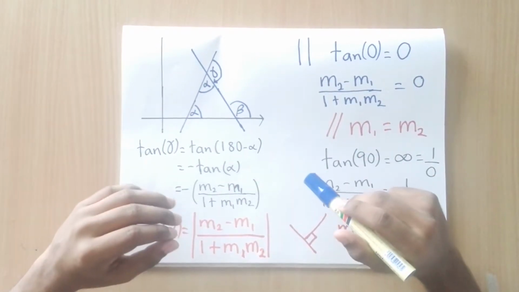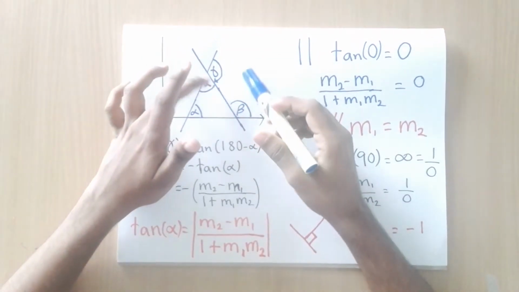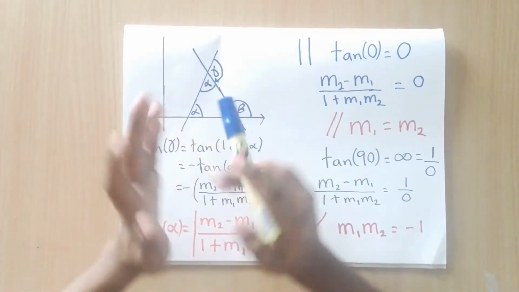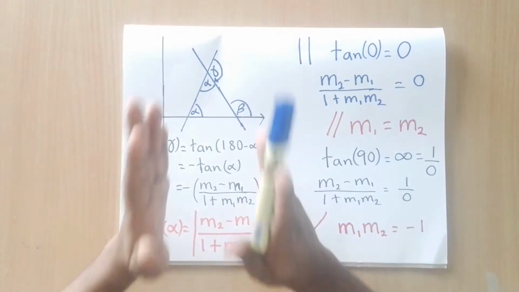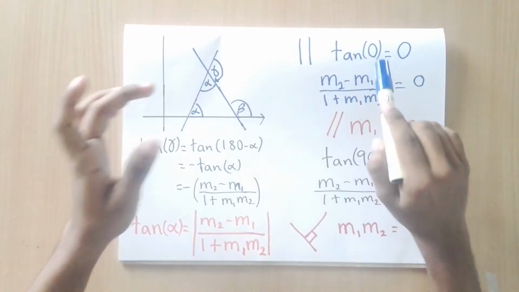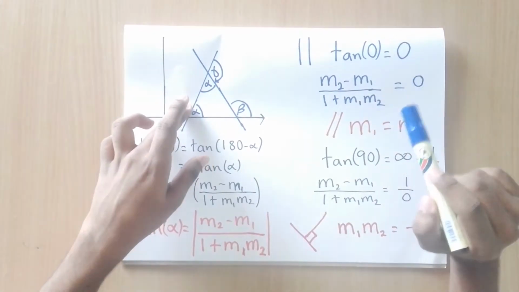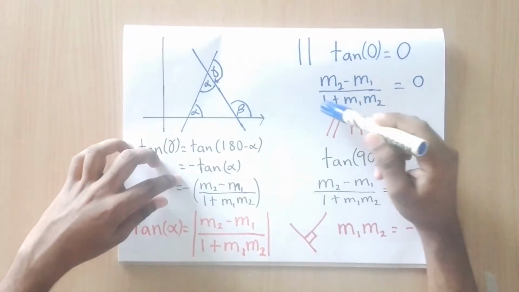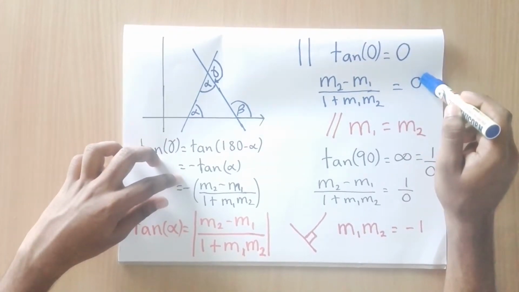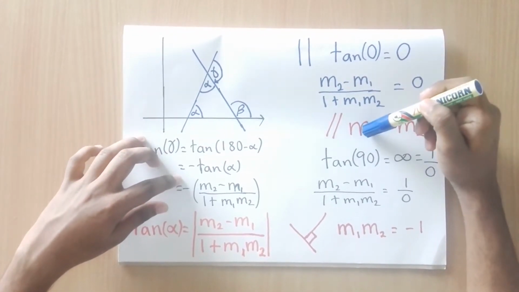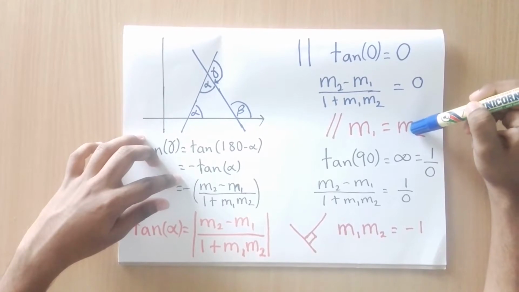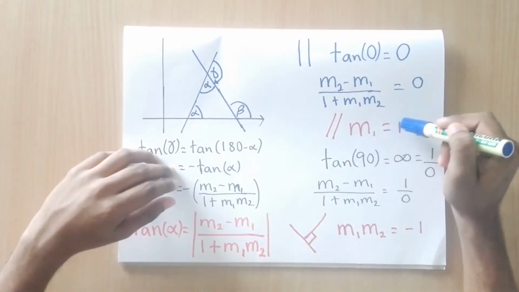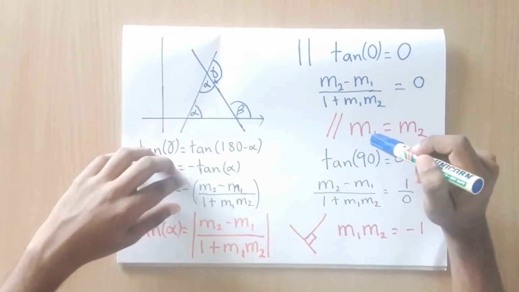Now for the tip of the day. Notice that when alpha decreases more and more and becomes 0, the two lines become parallel to each other. So now we can say that tan 0 equals 0. So (M2 minus M1) over (1 plus M1 M2) equals 0. So then we get M1 equals M2. So when two lines are parallel, the gradients are equal to each other.